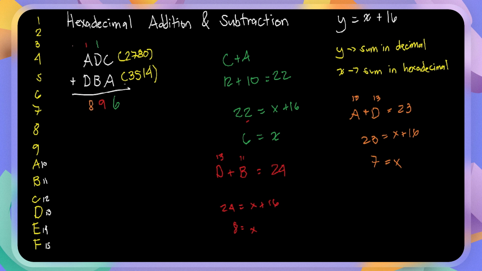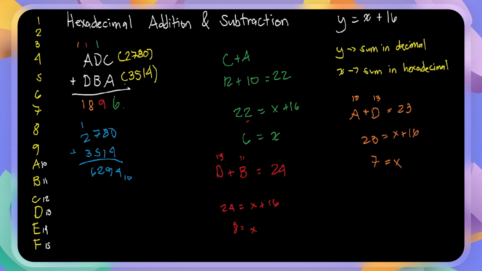But remember, we have another carry of 1 here, since we subtracted 16 from earlier, right? So that's going to be 1 here. So our answer is going to be 1896. And here is our decimal format. So if we add those together, we can check. 2780 and 3514. 9, 12, 6. So this is supposed to be our decimal answer.